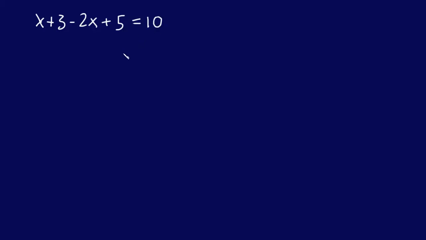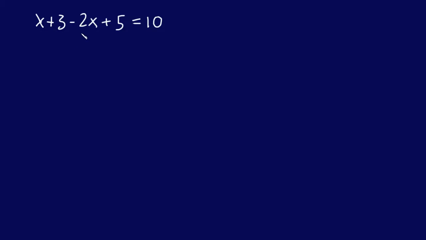So looking at this equation, the first thing you want to do is ask yourself, what is the goal of this math sentence? It's to get the variable by itself. But the problem is we have, how many terms do we have in this equation? We have 1, 2, 3, 4, 5 terms. And in two of the terms, x and negative 2x, we have a variable. So the first thing we want to do is combine those like terms.